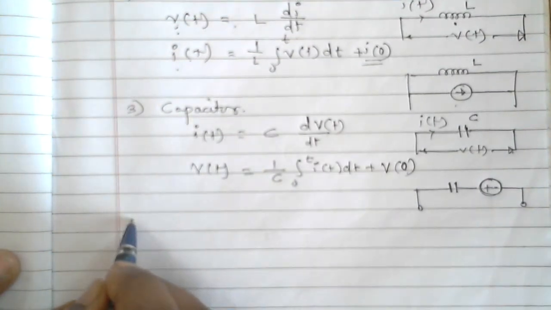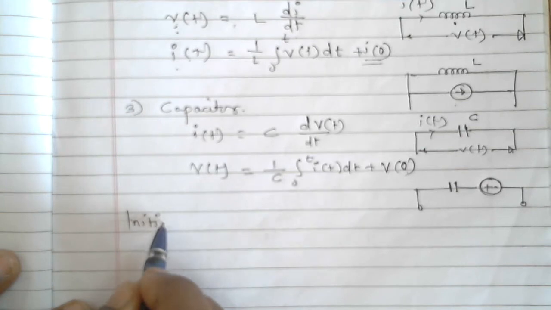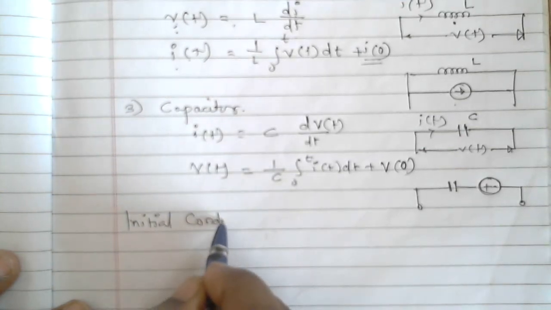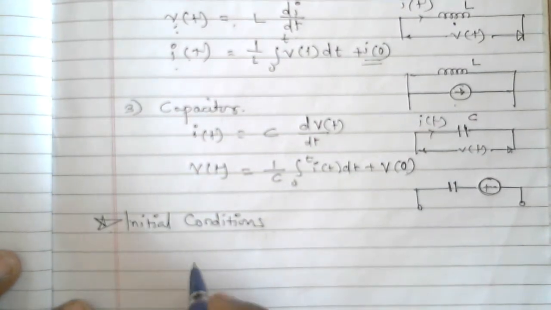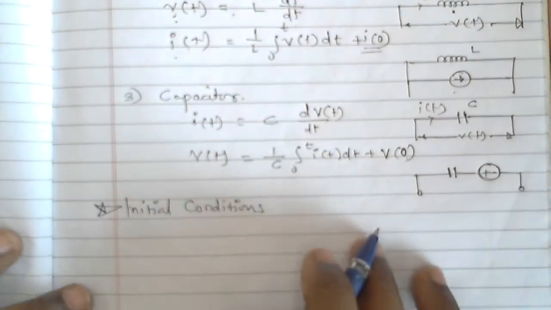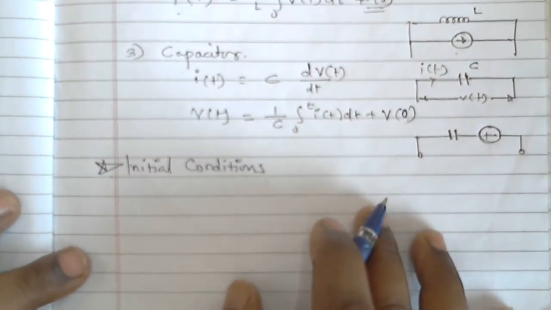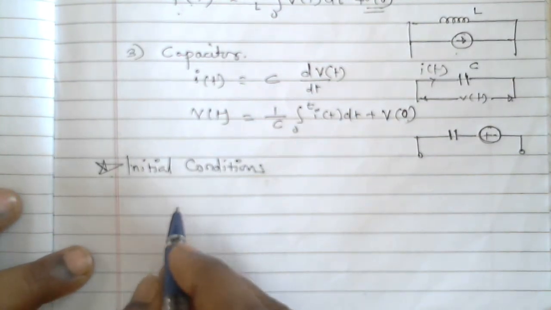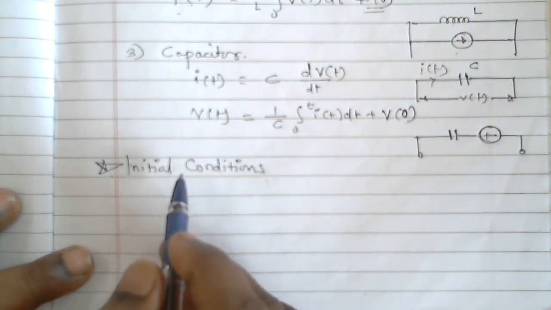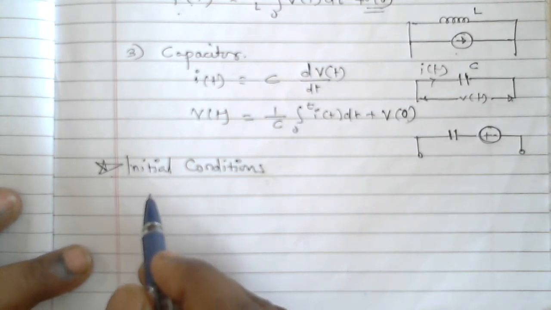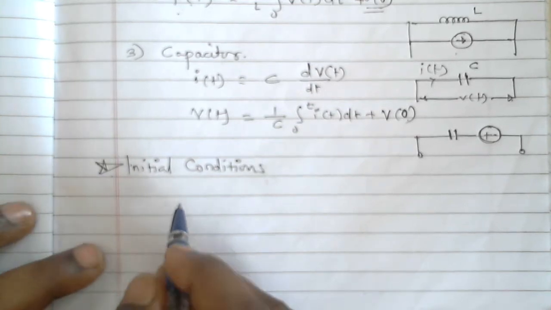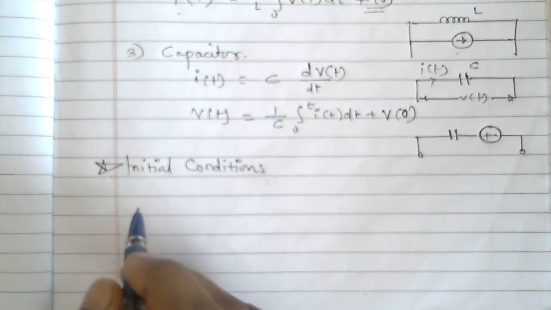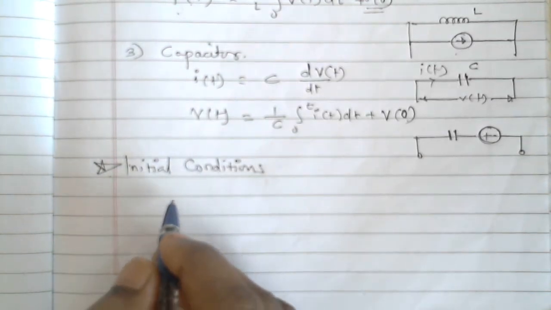Now the next point we will see is initial conditions. When we try to solve the differential equations in the network, we get some arbitrary constants. The initial conditions are used to determine those arbitrary constants. It helps us to know the behavior of the element at the instant of switching. So we can differentiate the conditions into three different types.